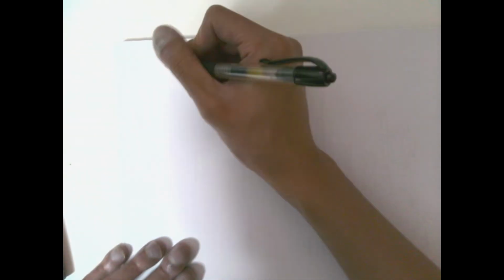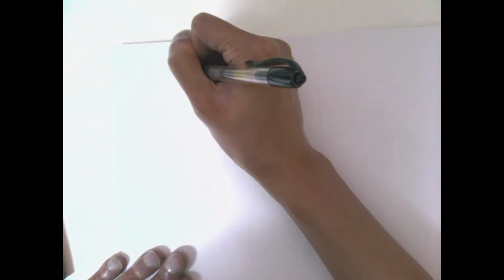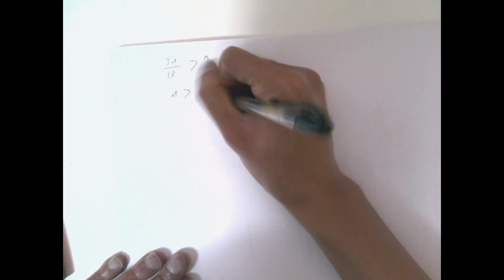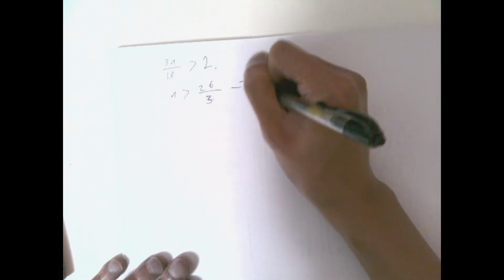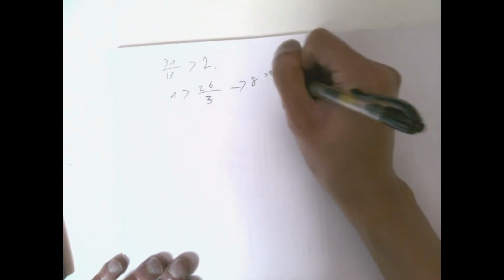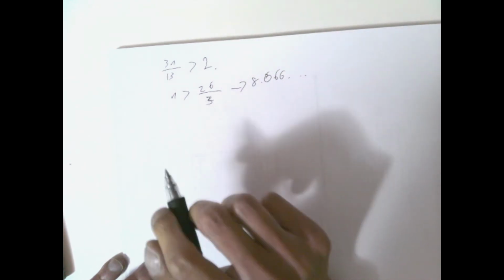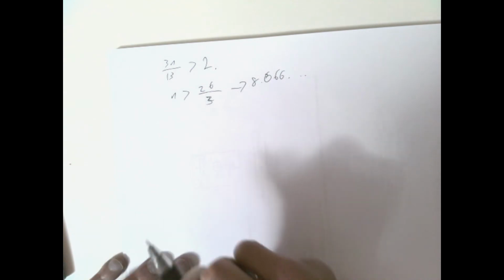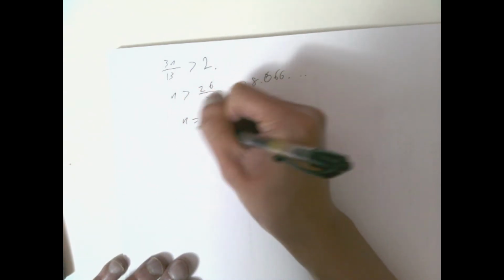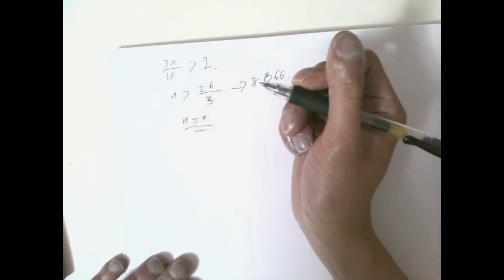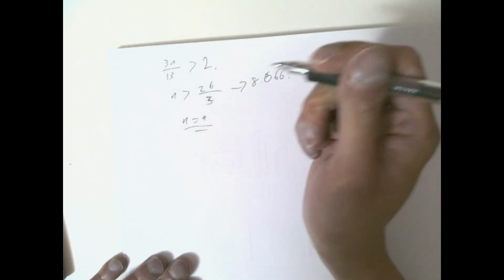Reciprocating both sides, we're going to get n greater than 26 on 3, where 26 on 3 itself is going to be 8.666 recurring. Now, because n has got to be a positive integer, the first integer greater than 8.6 is going to be 9. Over here, what we have is that we found the lower bound of all possible powers.